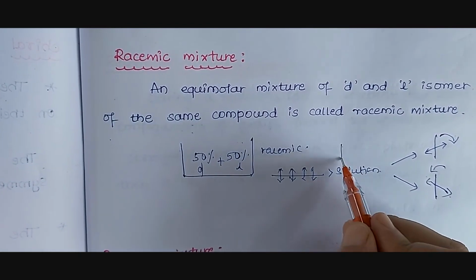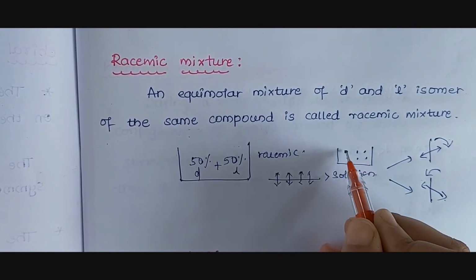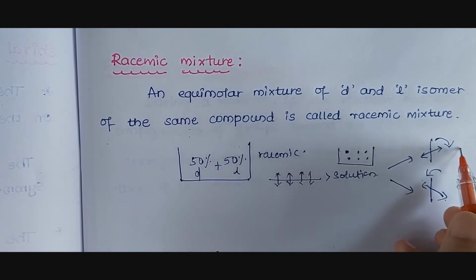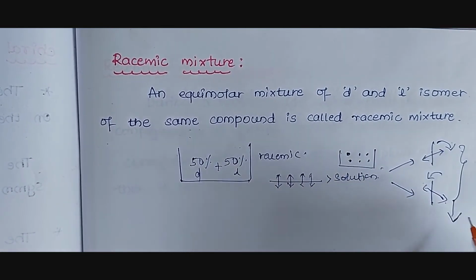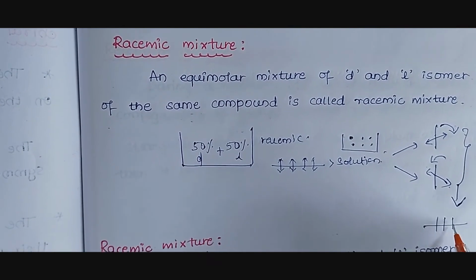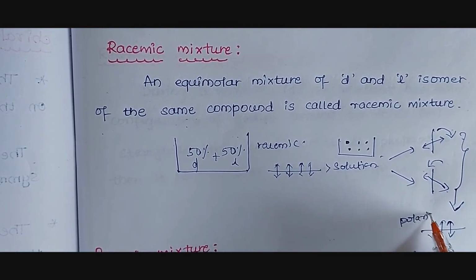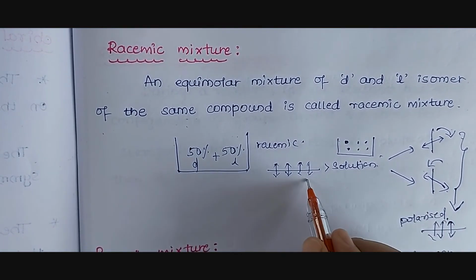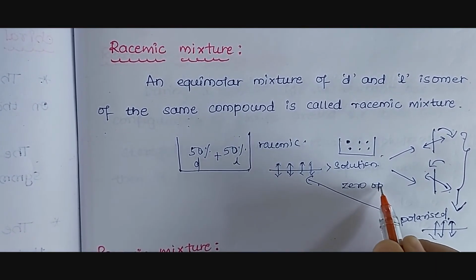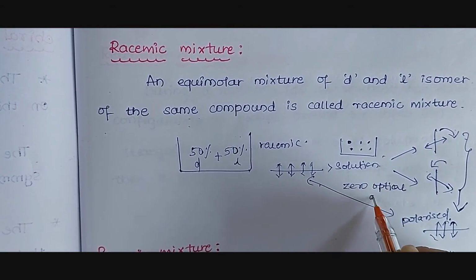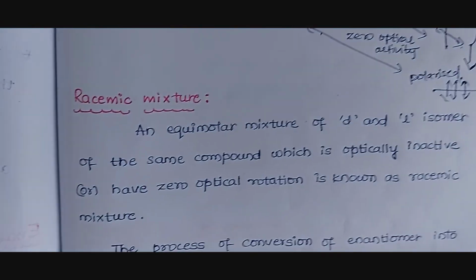So when the plane polarized light is passed through such a solution, which consists of half dextrorotatory and half levorotatory molecules, half will move clockwise and half will move anti-clockwise, and through the analyzer we will observe that there is no change in the polarized light. Why? Because due to equal clockwise rotation and equal anti-clockwise rotation, there will be no change in the polarization plane. The light will be moving in the same plane, and we call it zero optical activity.